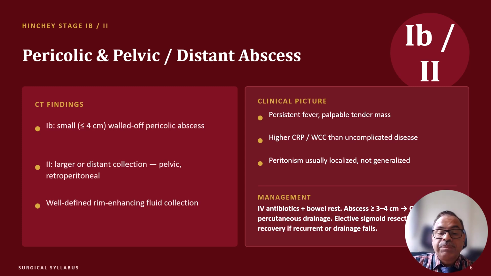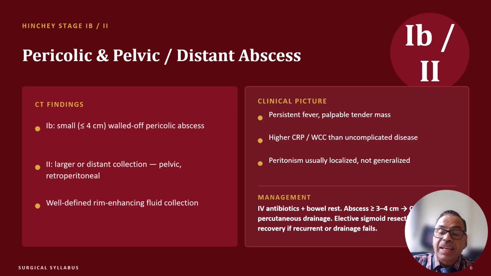In such a case, patient should be admitted in stage 1B and 2. Give bowel rest. That means patient should be kept nil by mouth, nil per orally, and start giving IV fluids. Give broad spectrum IV antibiotics covering both gram-positive, gram-negative, and anaerobes. If the abscess is more than 3 to 4 centimeters, under selective CT guidance, that abscess can be drained percutaneously under CT guidance if it is more than 3 to 4 centimeters.